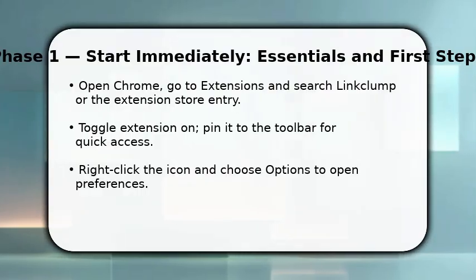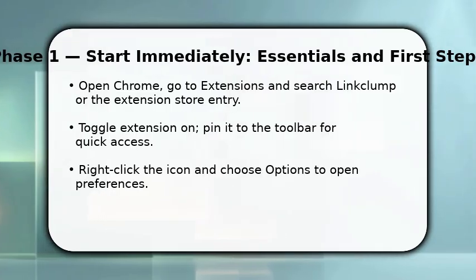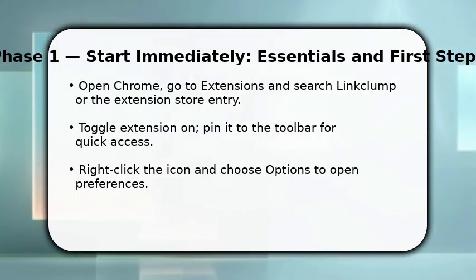You start by installing and enabling Linkclump in Chrome. This is the only way we'll proceed. Once installed, pin the icon so you can open Options quickly. Open Options now and focus on hotkeys and selection mode. These let you control how Linkclump selects links.